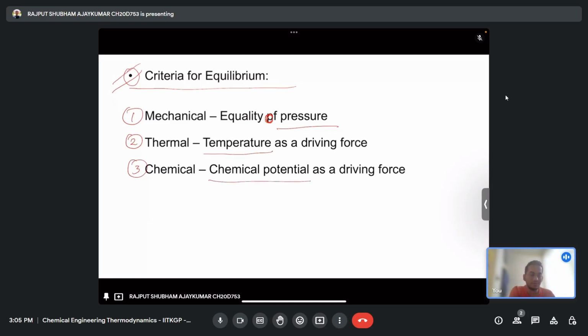These are terms that can be asked directly in the final examinations in the form of MCQs, or they can be given in the form of numerical questions. Suppose the system is in thermal equilibrium or mechanical equilibrium, and T1 is given but T2 is not given. Then you should consider T2 equal to T1, because the system is in thermal equilibrium. This is one of the basic points to remember as of now.